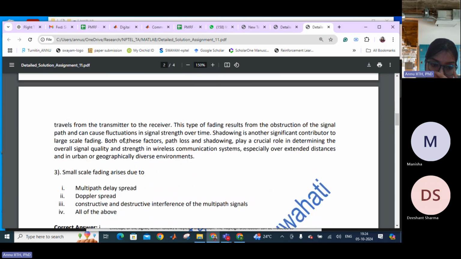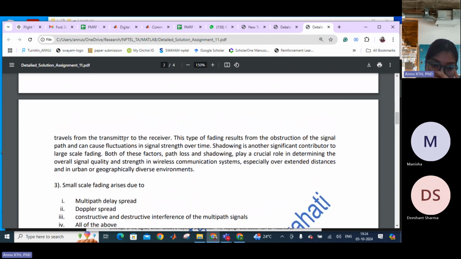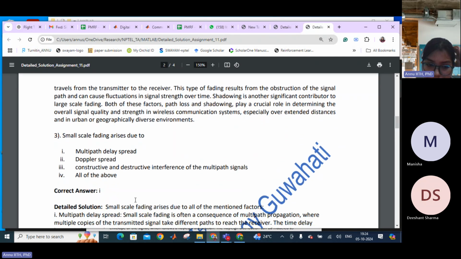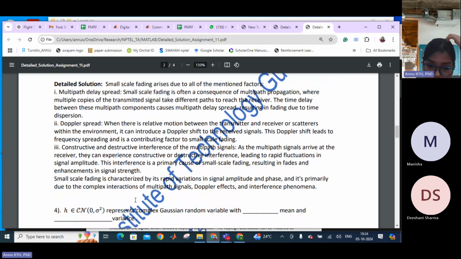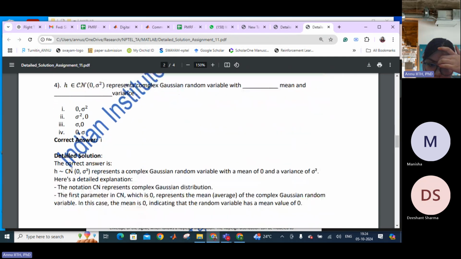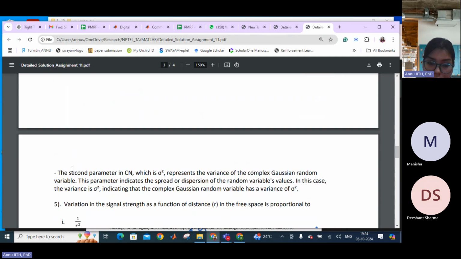Shadowing by large objects. Now, small-scale fading arises due to multipath delay spread, Doppler spread, or the constructive and destructive interference of the multipath signal. So the answer is multipath delay spread. These are just a few of these things, okay? Here it is a Gaussian random variable with zero mean and variance sigma square. The answer is the first: complex Gaussian random variable.